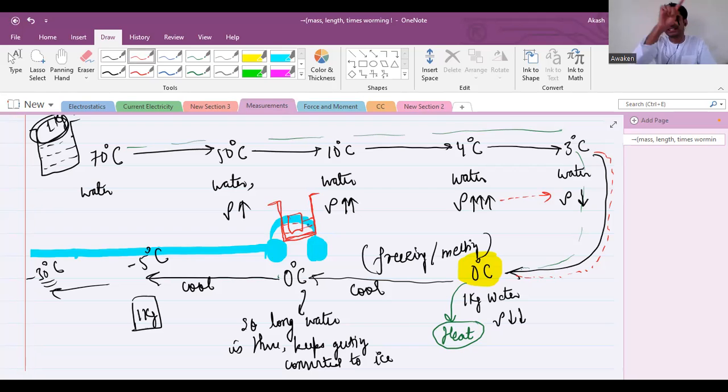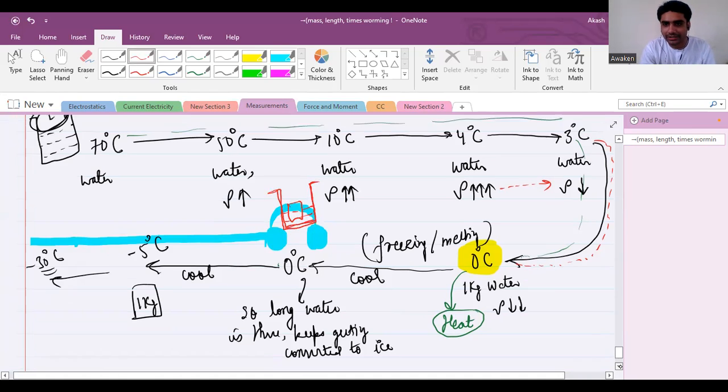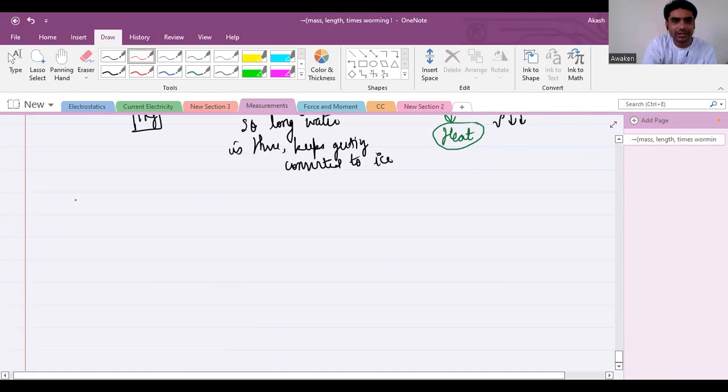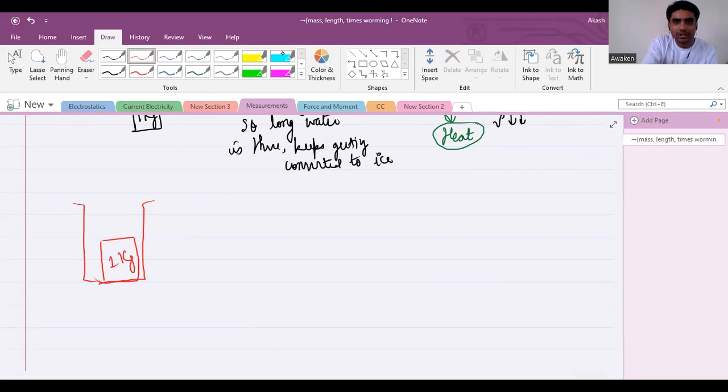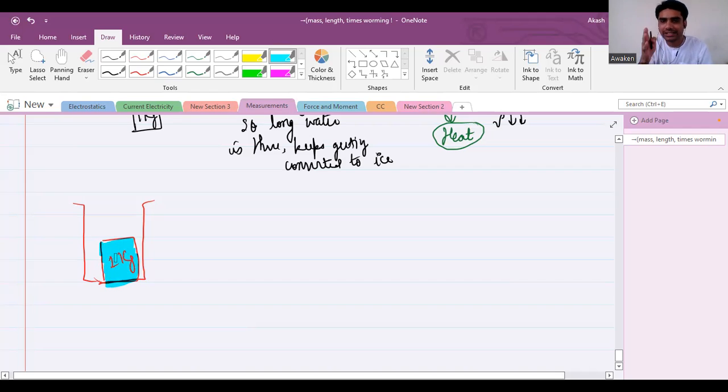But at 0 degree Celsius, if you maintain the surrounding, the ice and the water will coexist. See what will actually happen. I'm showing you little details so that you fully understand it. Say this is my 1 kg ice. What is the temperature just now? 0 degree.